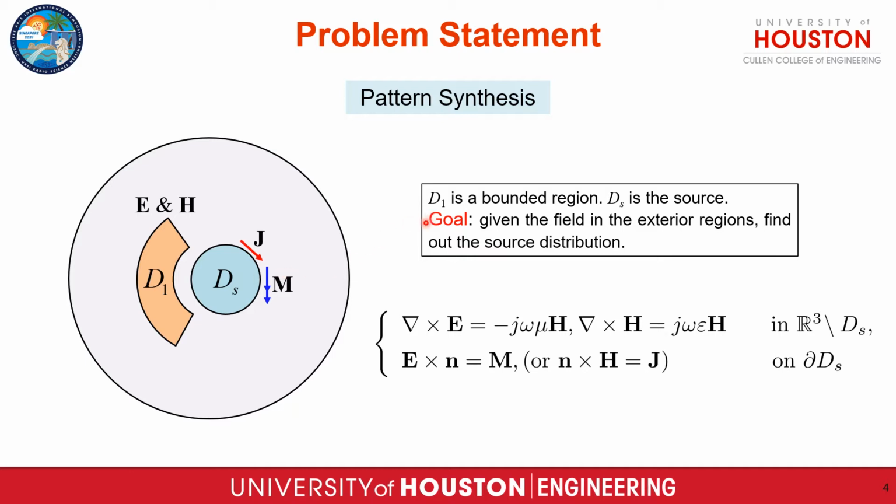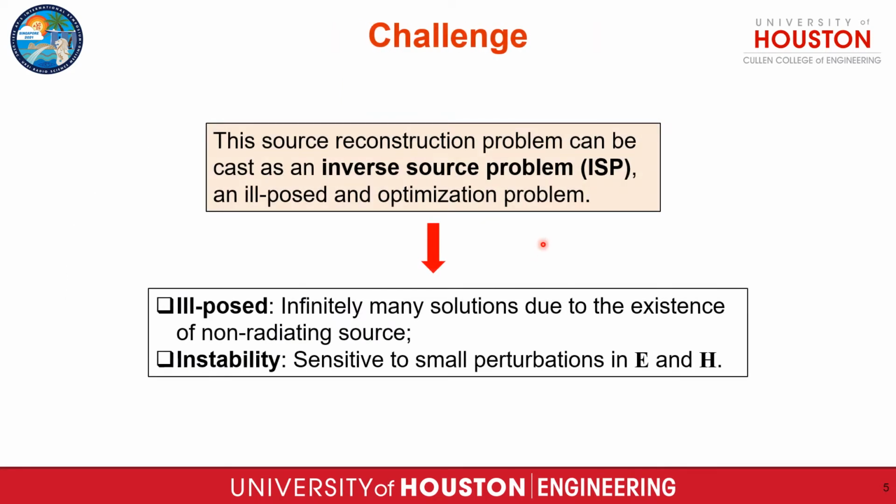Given the field in the exterior regions, how to figure out the source distribution. Here we can see the equivalent source. And then we need to solve the source-free Maxwell equations. We call this the source reconstruction problem. This is a special type of inverse source problem, which is ill-posed, and it's an optimization problem.